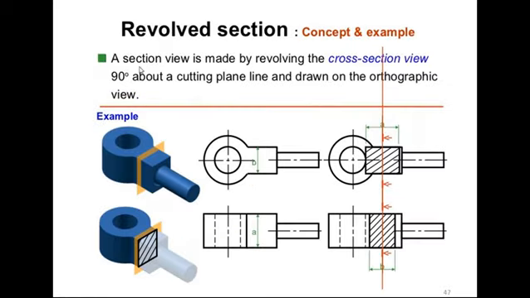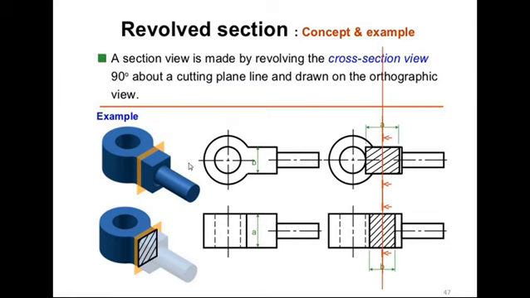Now we are going to see one more example here. This is a knuckle joint. We want to see how it looks inside this knuckle joint. When you draw this front view, it will look like this, and when you draw the top view, it will look like this.